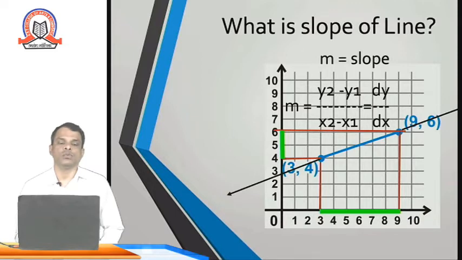Slope m is equal to y2 minus y1 divided by x2 minus x1. So in this example, our y2 is 6 and y1 is 4. So 6 minus 4 is 2, and x2 is 9 and x1 is 3. So 9 minus 3 is 6. So the actual slope is 2 by 6, that is 1 upon 3. This way you are going to calculate the slope of a line if we have the start and end point coordinates.